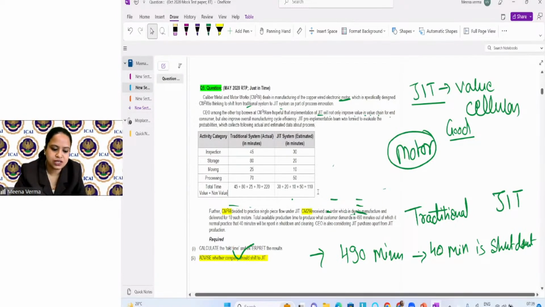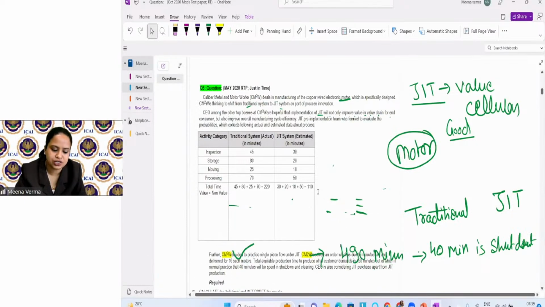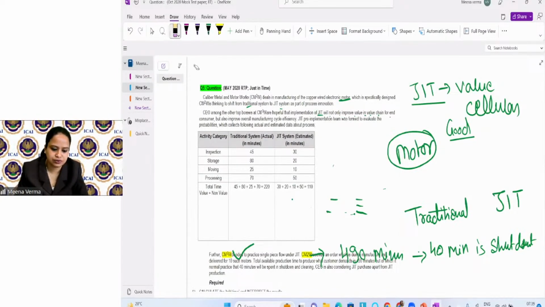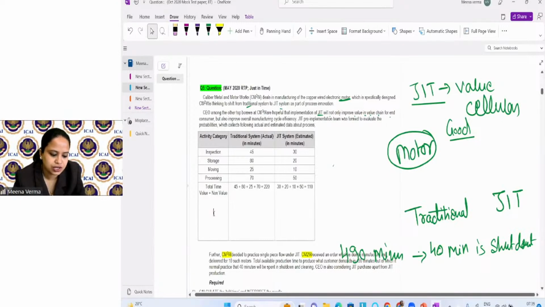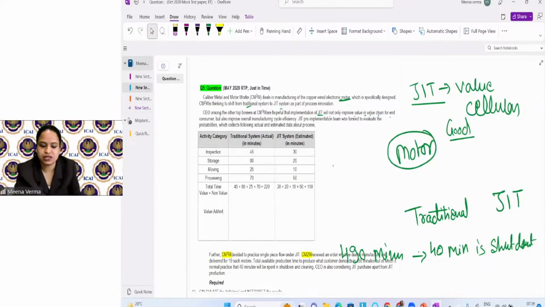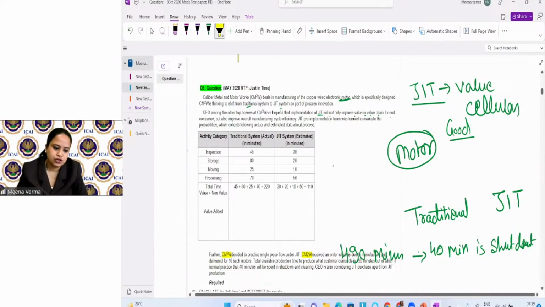अच्छा. Now see what is their efficiency of production. Is it efficient or what? है ना? Let's see the efficiency of production. So what is the efficiency of production? You can see. First, see what is the value added activity. Total time is given, value added activity. So out of this, you can see what are the value added activity.